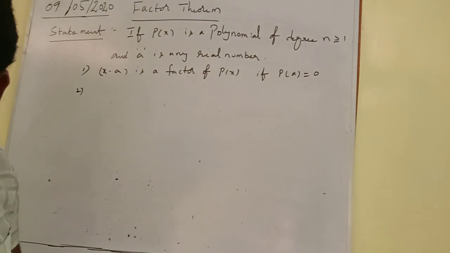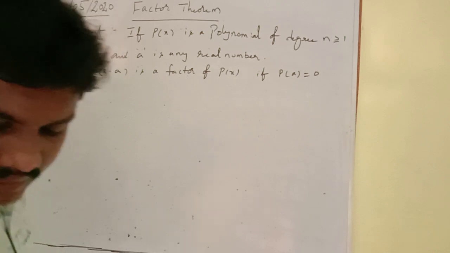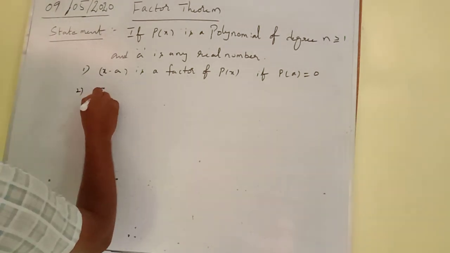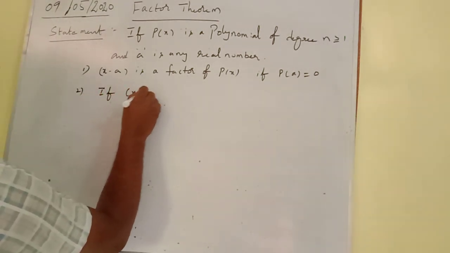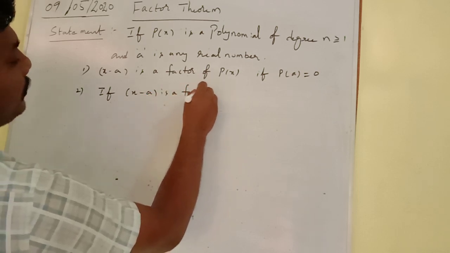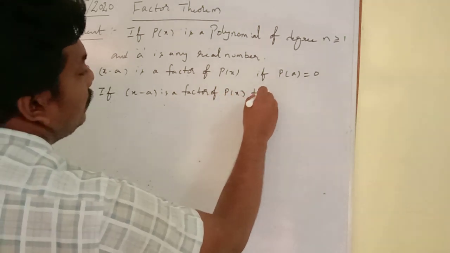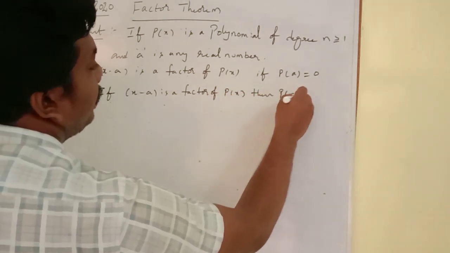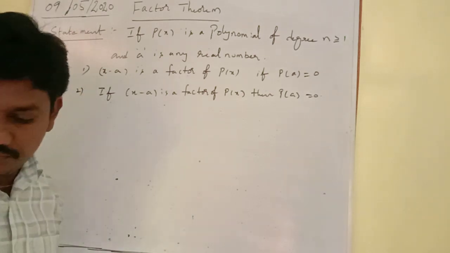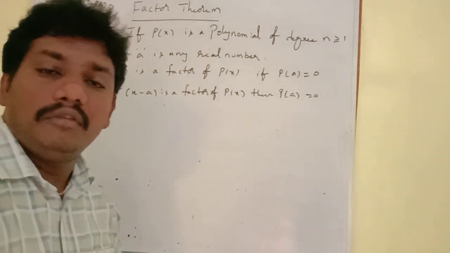Now what is the second condition? If x minus a is a factor of the polynomial p of x, then p of a is equal to 0. This is the statement of the factor theorem.